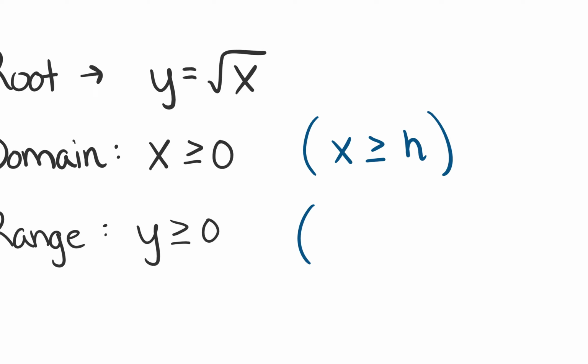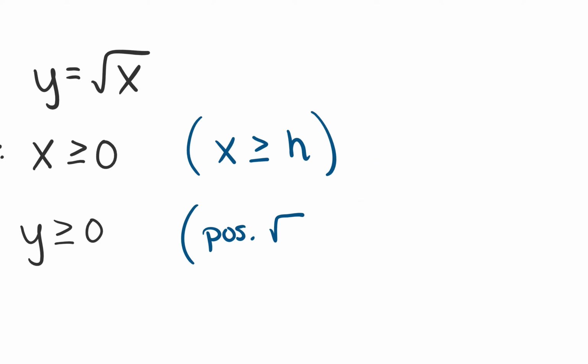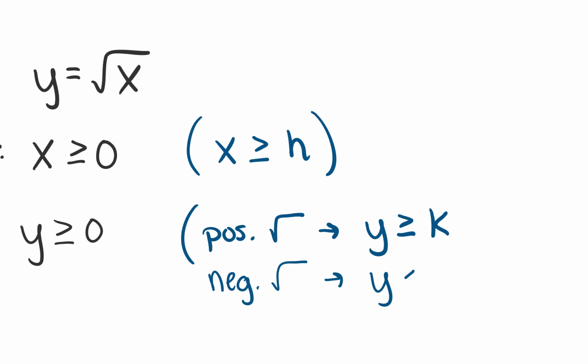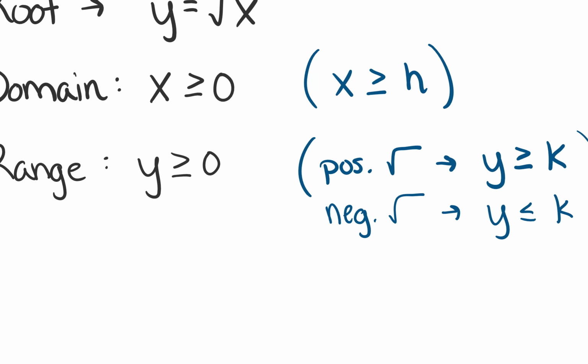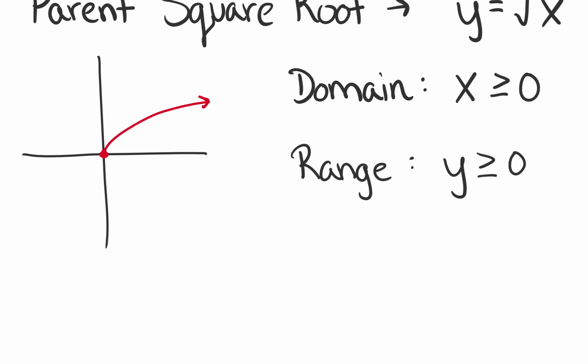And then y: if I have a positive square root, then I will have y is greater than or equal to k. If I have a negative square root, then of course it'll be less than or equal to k. Okay? So h, k will come into play with all of these. They'll help you find a lot of things. But for the parent, the basic one, it's just 0 because your h and k are 0.